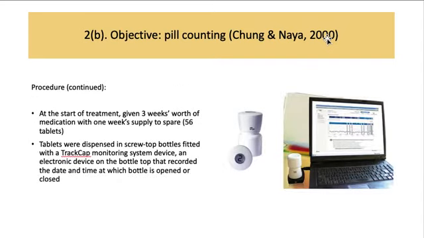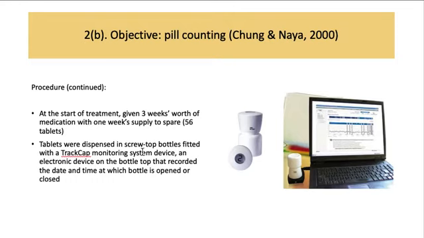At the start of the treatment, they were given 3 weeks worth of medication. So 3 weeks, so that is 21, right? 21. Is that 21 days? Yeah, 21 days. And they are to take the medication twice a day. So in 3 weeks, they should eat 21 times 2, 42. Okay, 42 pills with 1 week supply.